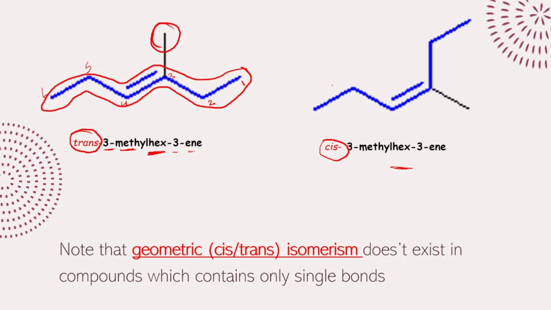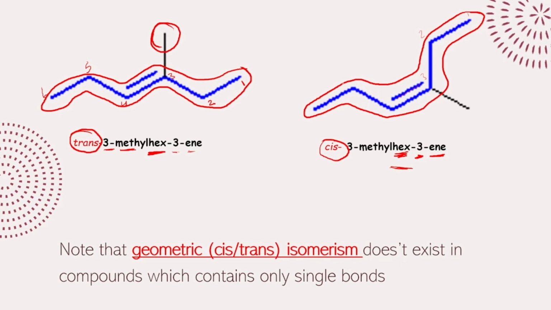Here, if I would like to give this compound an IUPAC name, I'm going to select the longest carbon chain. To me, this blue chain is the longest carbon chain. If I count the number of carbons in this blue chain, there are 6 carbons: 1, 2, 3, 4, 5, 6. So basically I have hex. And at carbon number 3, there is the double bond. So I have hex-3-ene.